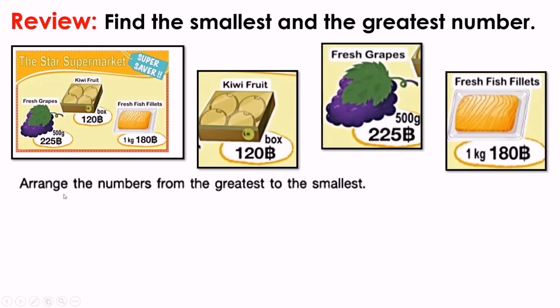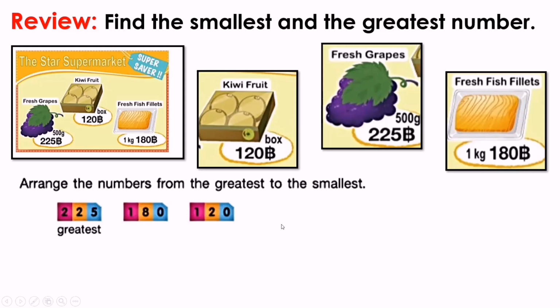Okay, so please arrange the numbers from the greatest to the smallest. Which is the biggest number? Okay, this is the biggest number, which is 225 baht. So you will first write here 225 baht, followed by 180, and last is 120, because this is the smallest.